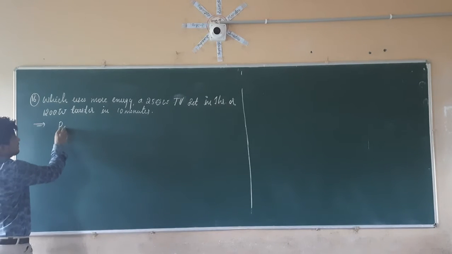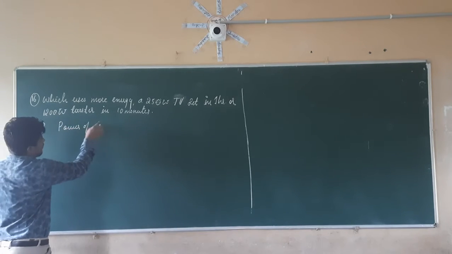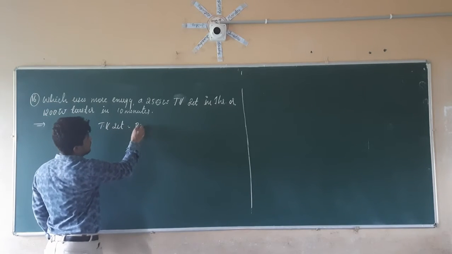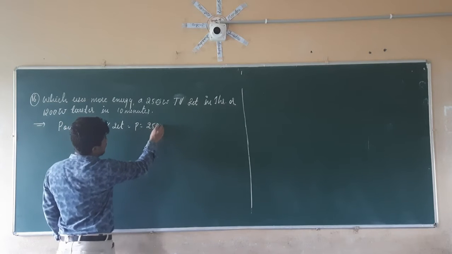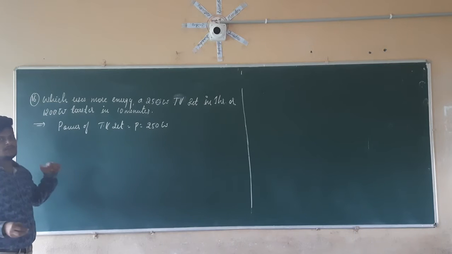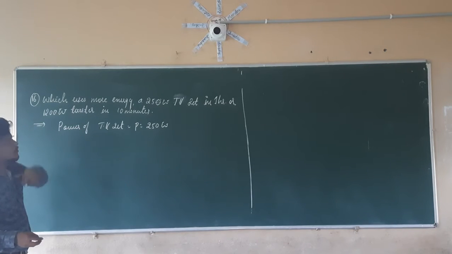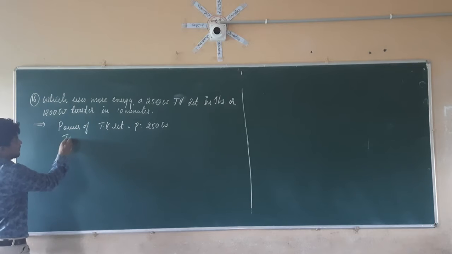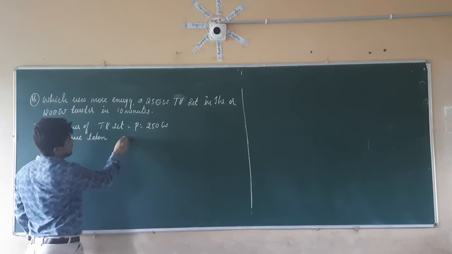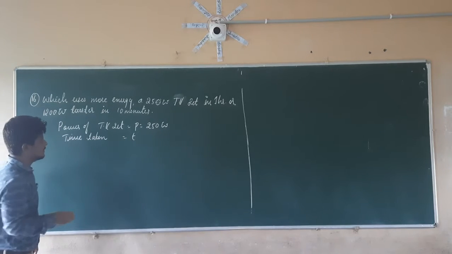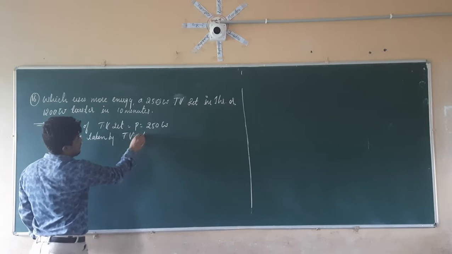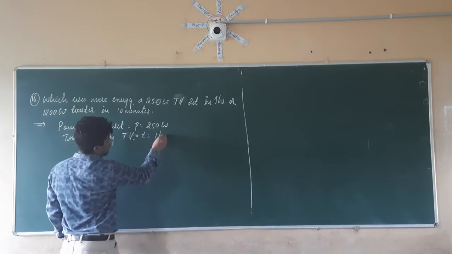So the power of the TV set is P equal to 250 watt. The time taken for the consumption of the energy, which is given, is 1 hour. So the time taken by the TV, T, is equal to 1 hour.